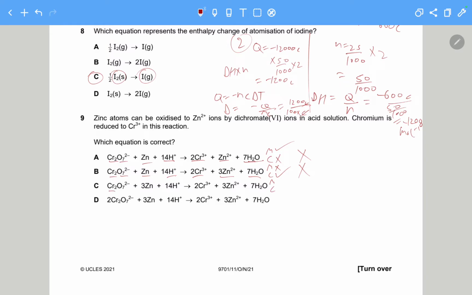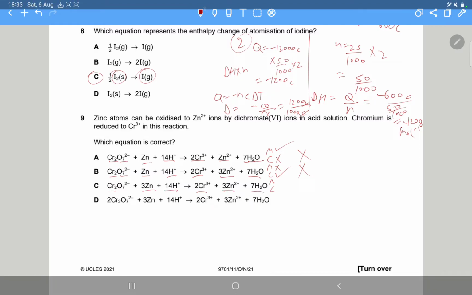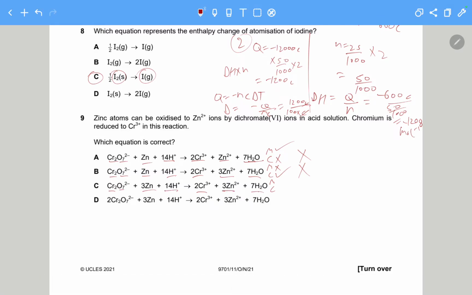Then option C. 2 chromiums, 3 zincs, 14 hydrogens, 7 oxygens, moles balanced. Charges: −2 plus 14 is +12 on the left side, +6 plus 6 is +12 on the right side. So both balanced, which means C should be the correct answer. But we will have a look at D as well. We always need to ensure that what we've chosen is correct. 4 chromiums on the right, 2 chromiums on the left.